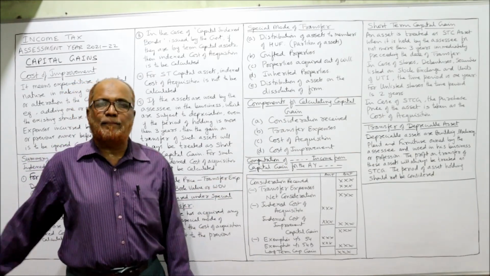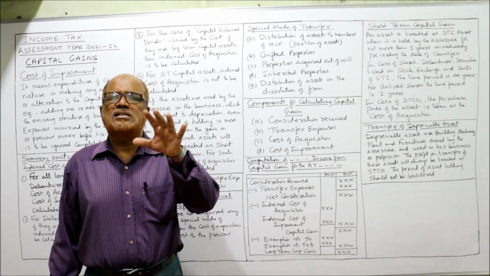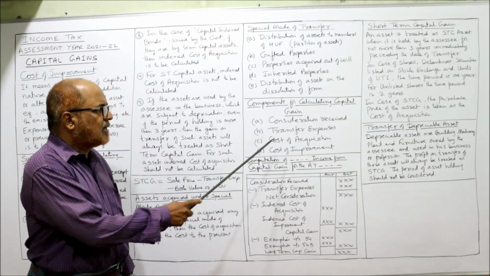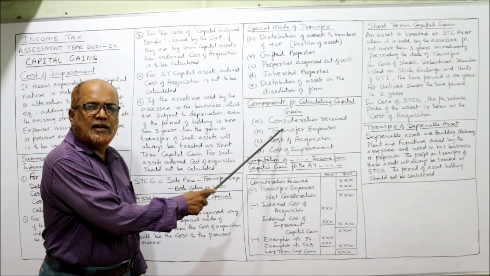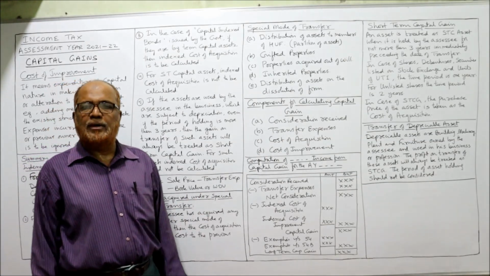Cost of improvement. If there is any improvement, it will not be there in every case. In some problems, cost of improvement will arise. Otherwise, three items are compulsory: consideration received, transfer expenses and cost of acquisition.